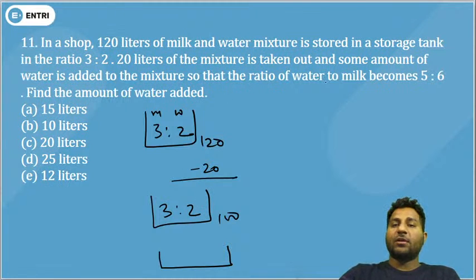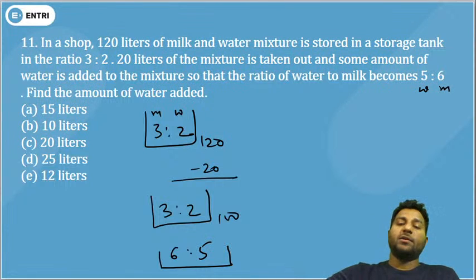So the ratio of water to milk becomes 5/6. That means milk to water must have been 6/5. So we can use alligation, we can use what? Ratio. How? Look at this. First of all, you should know that we have added only water. That means the ratio of milk must have been the same.